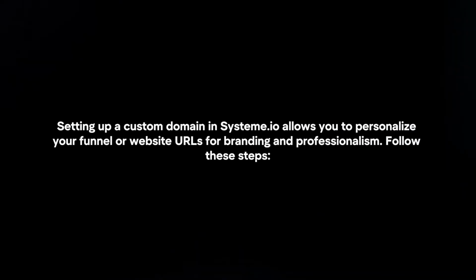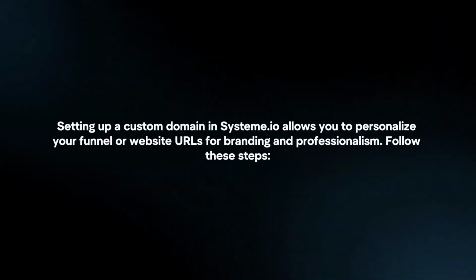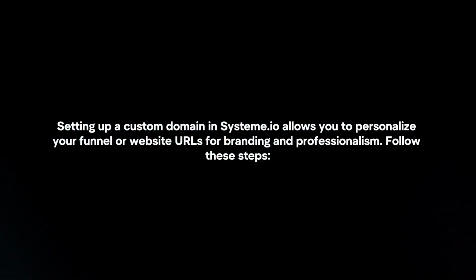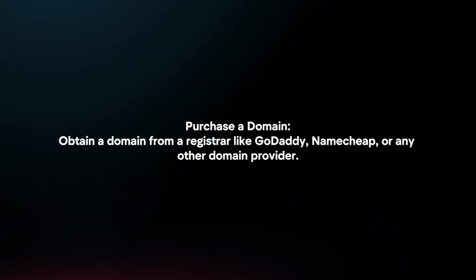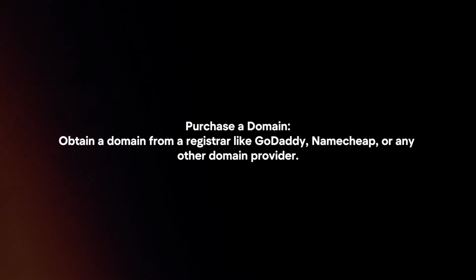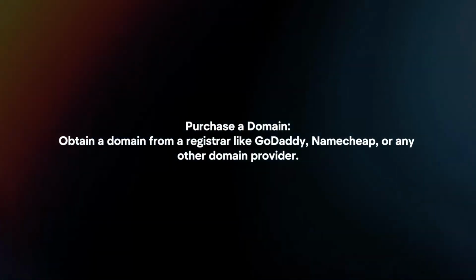Setting up a custom domain in System.io allows you to personalize your funnel or website URLs for branding and professionalism. Follow these steps. Purchase a domain. Obtain a domain from a registrar like GoDaddy, Namecheap, or any other domain provider.